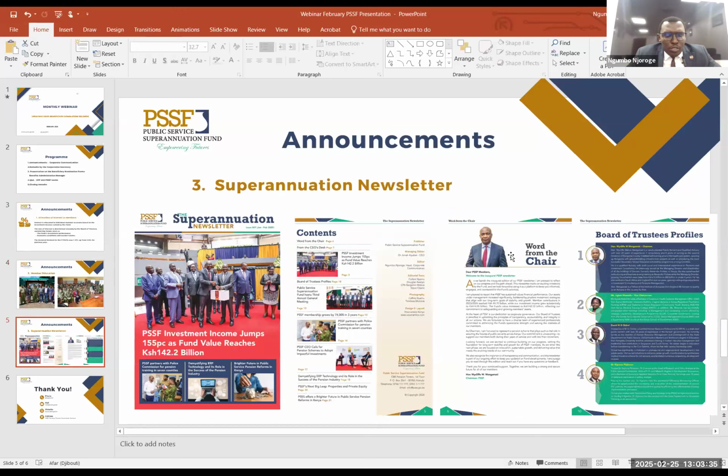In January, we also launched the Superannuation newsletter. This is the inaugural edition of the Superannuation newsletter, which is a quarterly newsletter to inform you members as key stakeholders, as well as other stakeholders on the key updates in the pension scheme. The first edition of the newsletter is available on our website. If you log into psss.go.ke, you can download a PDF copy of the newsletter.